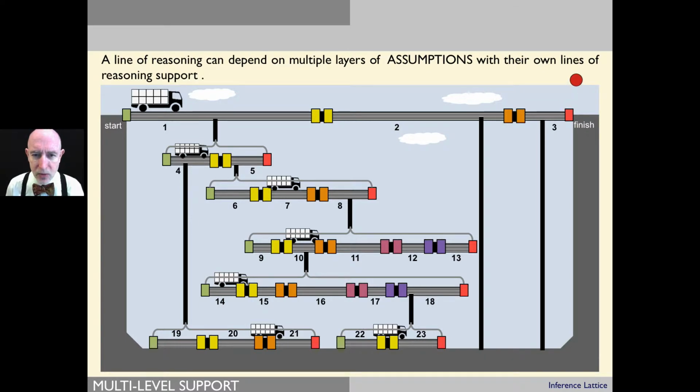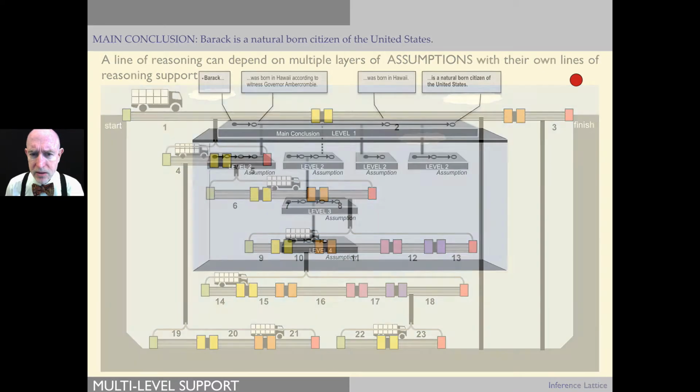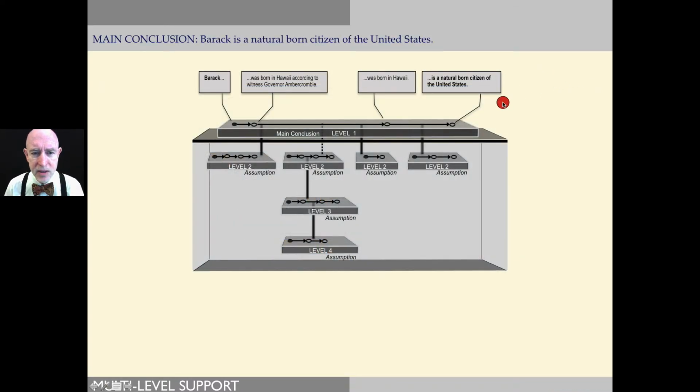Well, let's deal with a real example. Not quite so many levels. Here, just a quick schematic. Here, our main conclusion is Barack is a natural-born citizen of the United States. So at the start, you have the subject of the main conclusion, and at the end, you have the predicate phrase, a natural-born citizen of the United States. Here you have 1, 2, 3 reasons.